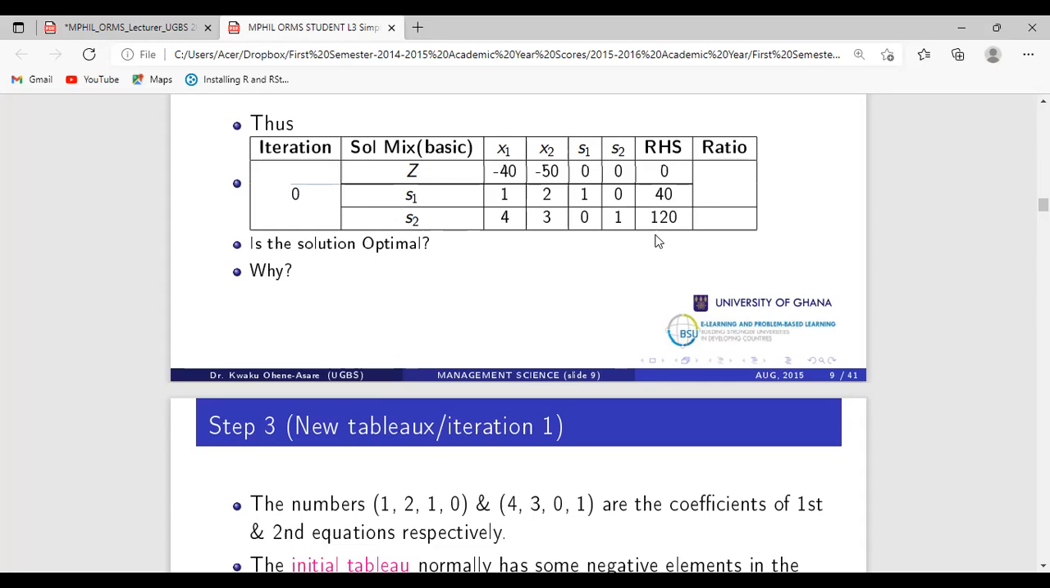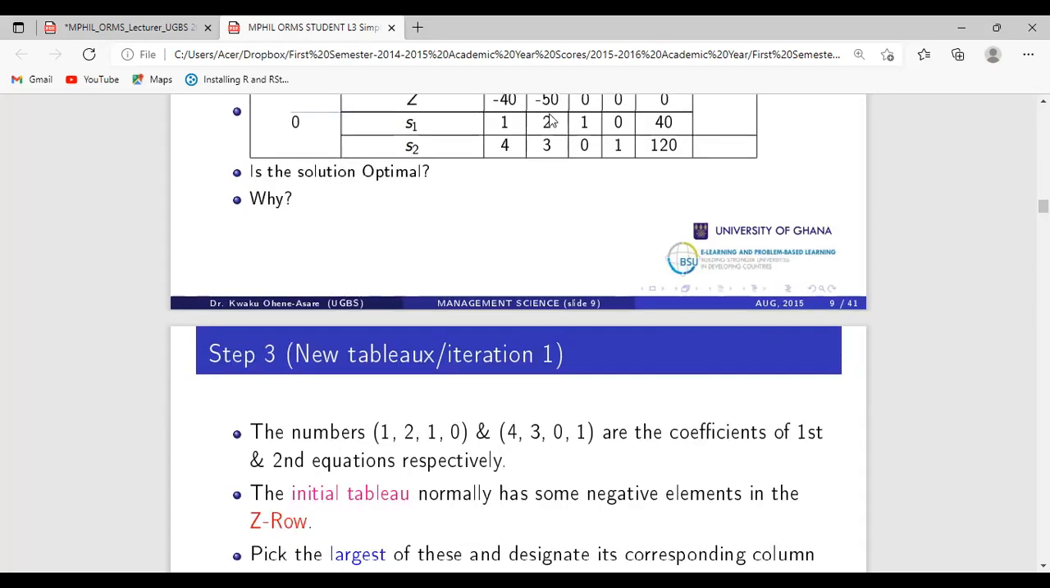And like I said, the pivot column, the pivot row, and the pivot element are going to help us to now compute the next table. Please, any further confusion?